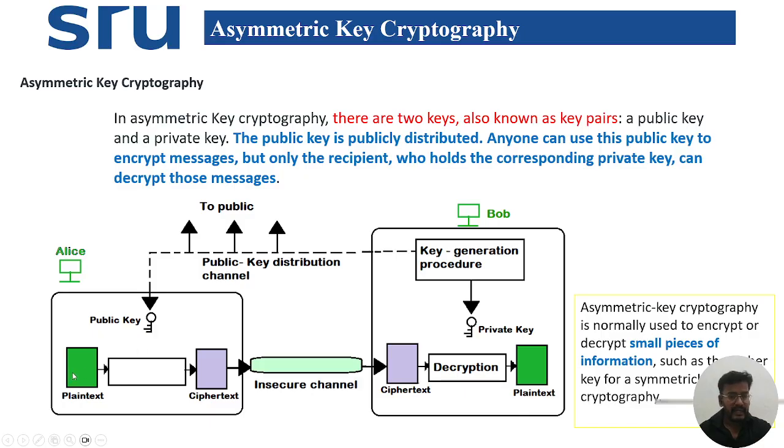Initially it is the plain text. The plain text is encrypted, then it is called a cybertext. Then the cybertext is transmitted through insecure channels and reaches the destination as the receiver end. There the cybertext is decrypted with the private key. So we need to use the private key to decrypt the message back to plain text. The public key is distributed in public, and anyone can access it.